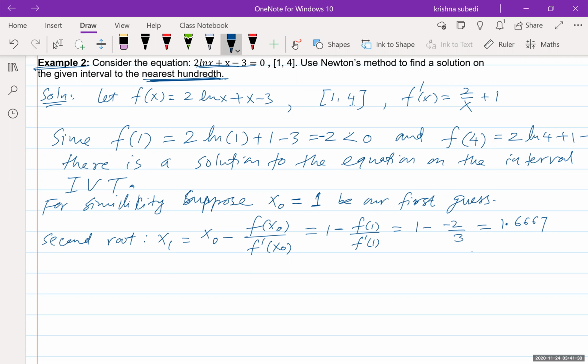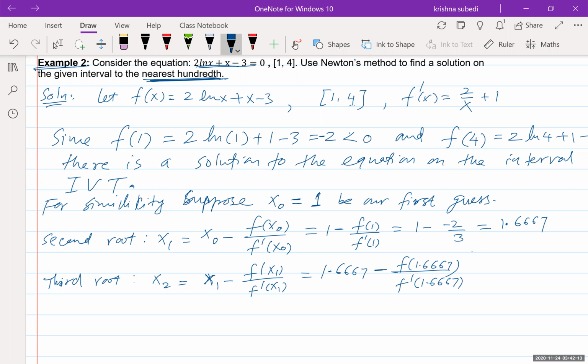Now the third root, which is x2. So that's going to give me x2. The formula is x2 equals x1 minus f of x1 over f prime of x1. We know this formula, and let us substitute the value. So that's going to give me 1.6667 minus f of 1.6667 over f prime of 1.6667.